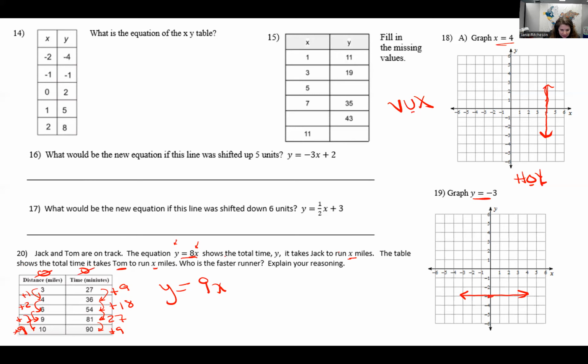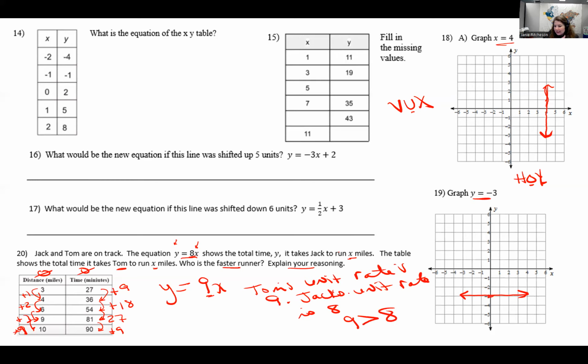All right, so who is the faster runner? Well, it looks like Tom is the faster runner. Why? Because Tom's unit rate is 9. I'd say Jack's unit rate is 8, and 9 is greater than 8. All right, does that make sense?